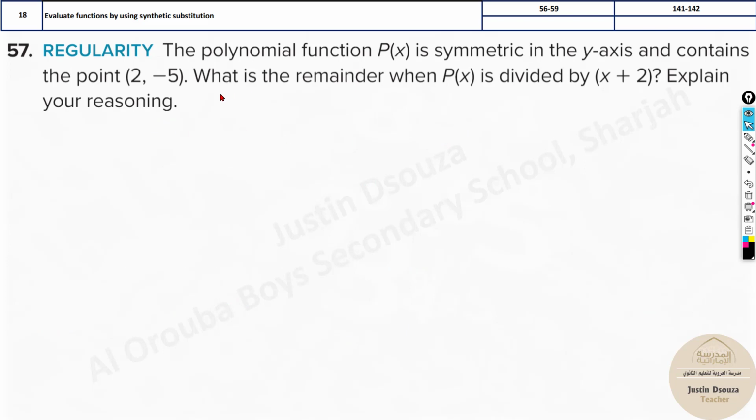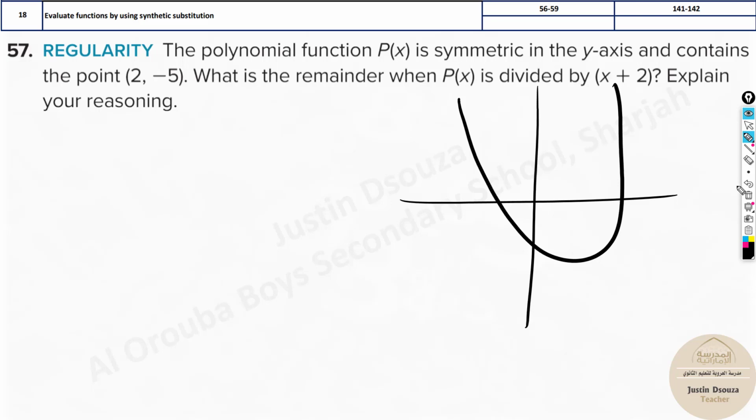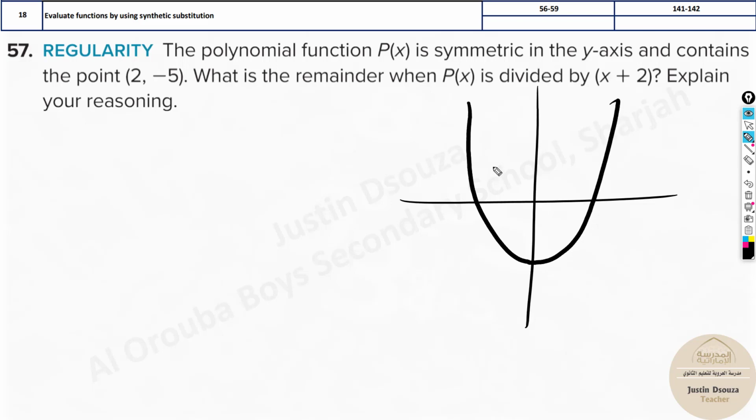Same thing. Okay, now this is a reasoning problem. The polynomial function p of x is symmetric in the y-axis. Okay, let's do a simple thing. I will assume it's symmetrical along the y-axis. This must be a quadratic, something like this. I will just draw a graph like this. Okay, that is not at all symmetric. Symmetric along y-axis means it will be like this, and it's symmetrical. Okay, equal shape.